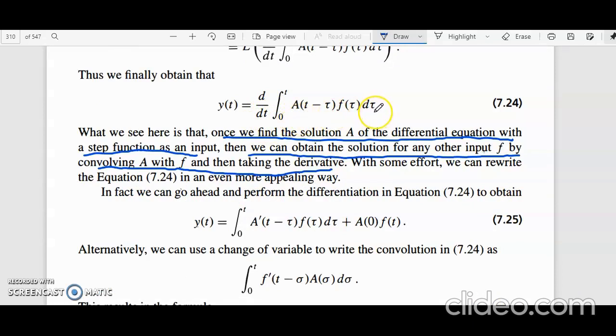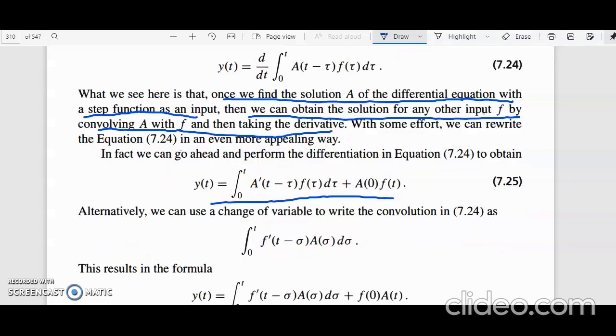So when you take the differentiation, we will be getting it in this form. So y of t equal to integral 0 to t a dash of t minus tau f of tau d tau plus a of 0 into f of 0. A of 0 is equal to 0. So this term is going to be equal to 0.